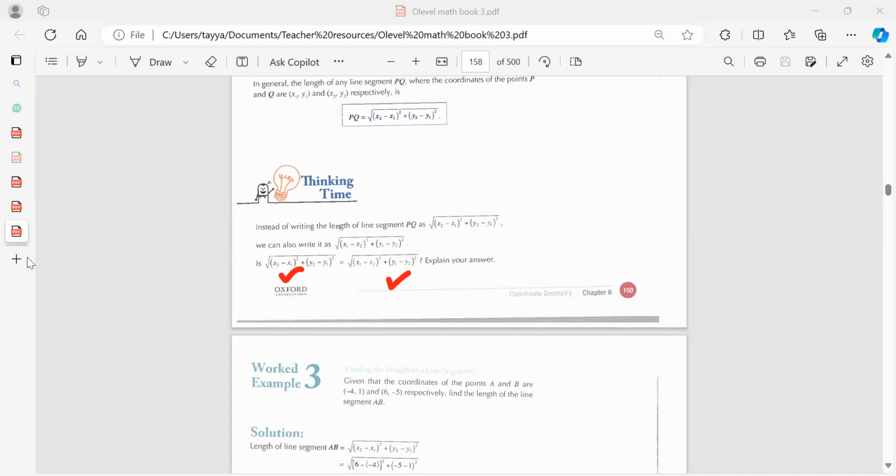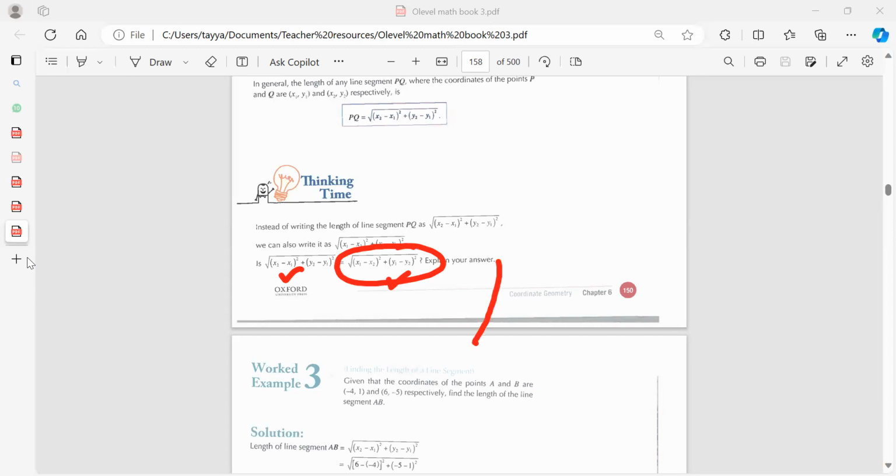When we are taking x2 minus x1 squared, we got 6, and y2 minus y1, we got 8. But if we are taking x1 minus x2, the sign will be opposite, and we will get the same answer because of the squares. Do I need to explain this point? Yes, miss.